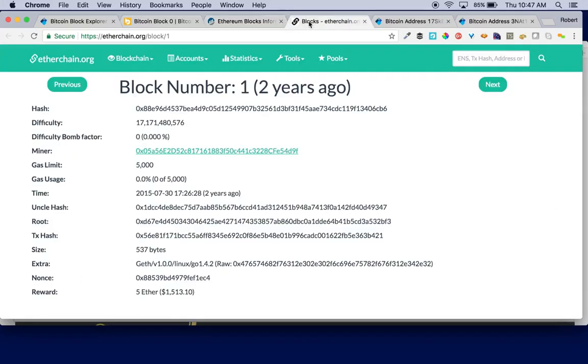From here, we'll examine the genesis block of the Ethereum blockchain. And notice that it was mined about 2 years ago. And the mining reward for this was approximately 5 Ether.